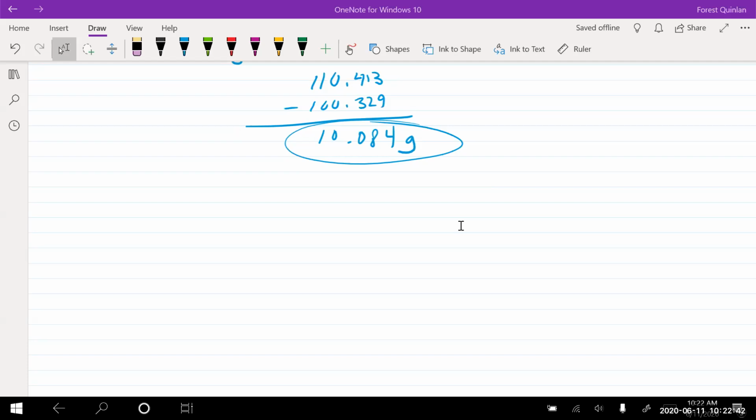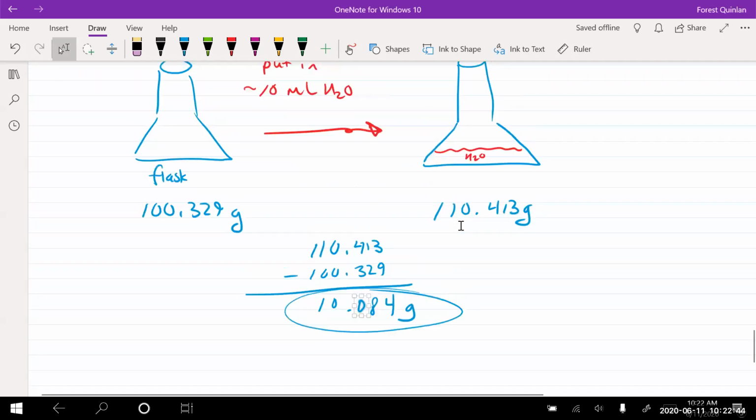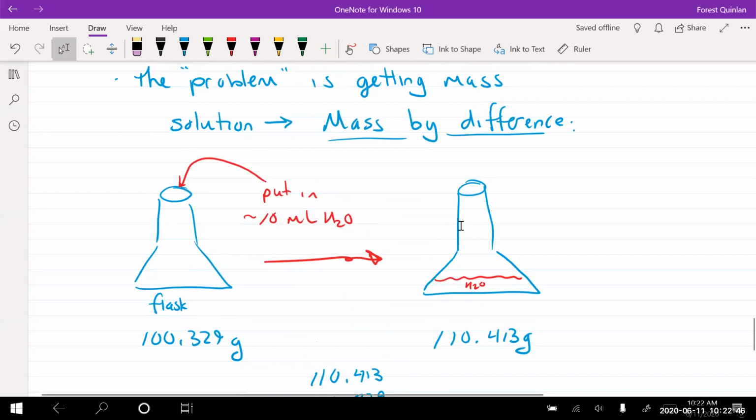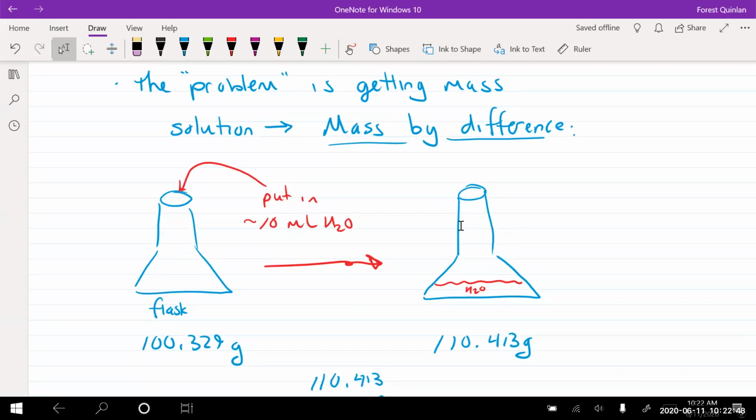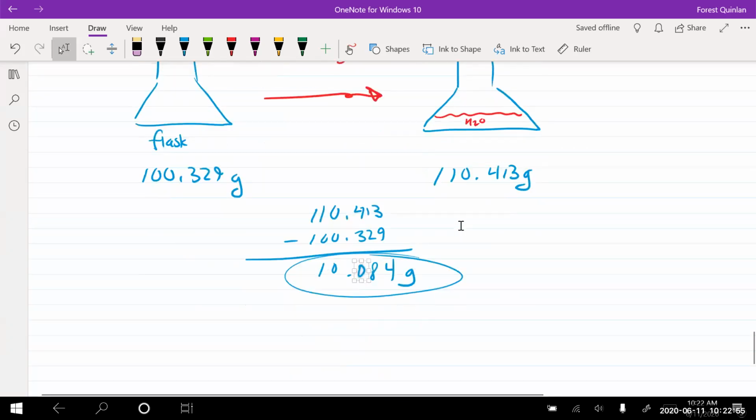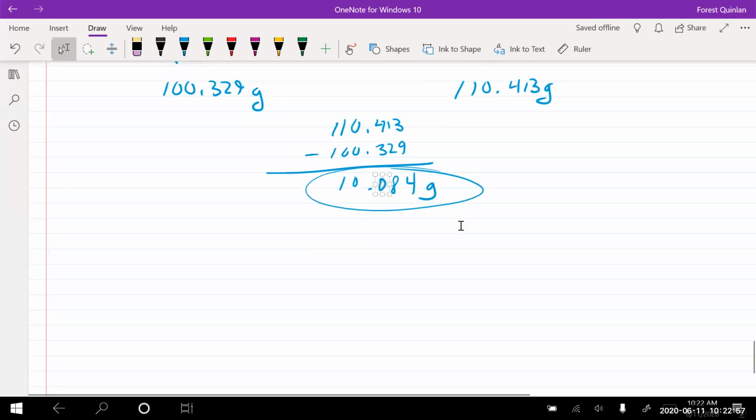Can you scroll up real quick so I can see the mass by difference example you gave? Okay, are you good? So now we have the masses, we have the volumes. Let's talk about density.